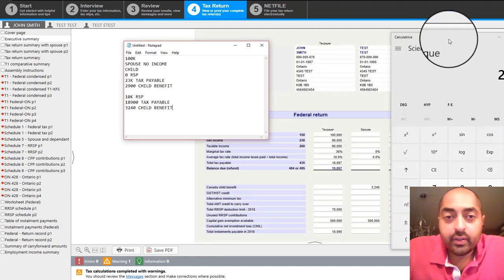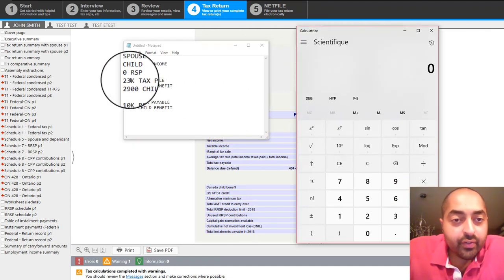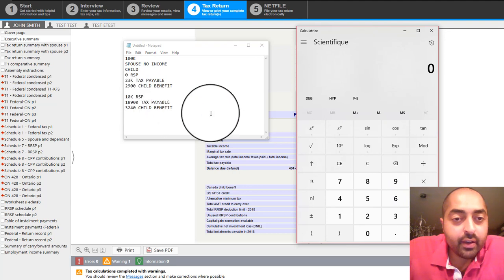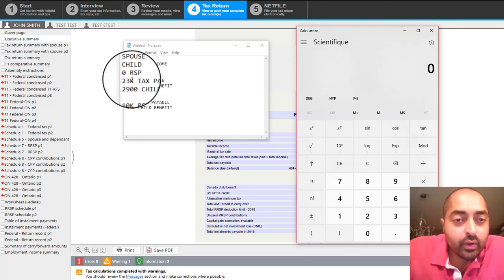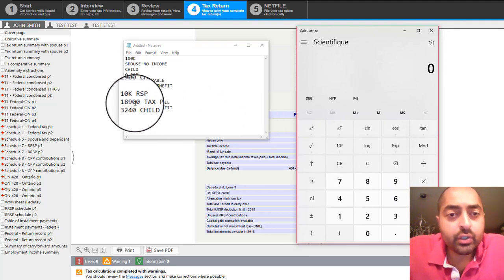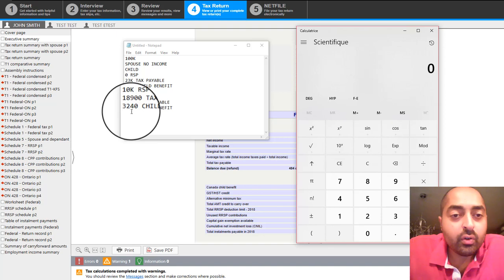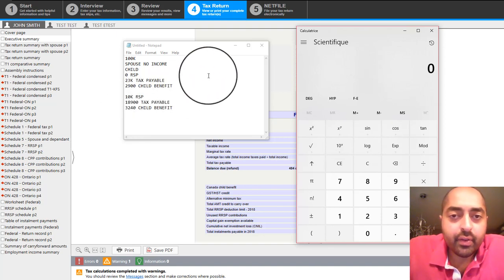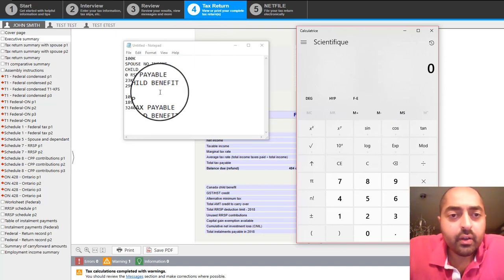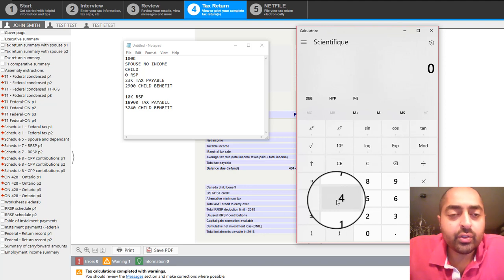So you can see his 10K generated a difference of 23 minus 19,000. So his 10K RSP contribution generated a difference of about $4,000 in tax savings, but also $300 in child benefit. So not that much in child benefits, but generated $4,300 in tax savings in total.